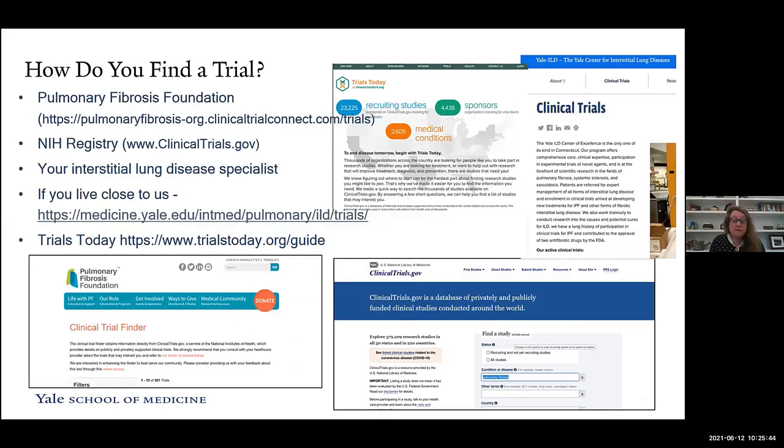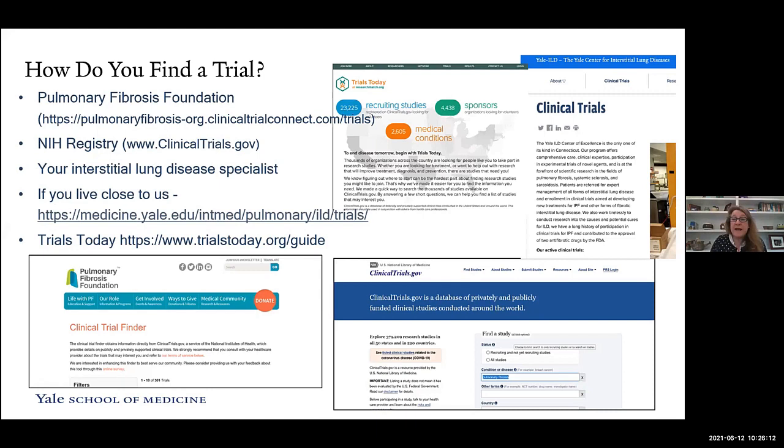So I wanted to spend a little bit of time discussing how you find a trial. There are a lot of different ways. I've listed a few here. There's the Pulmonary Fibrosis Foundation, and clinicaltrials.gov is an incredibly important place. Your ILD specialist. If you live close to us, I've listed the website here. There's also Trials Today, which is also an incredibly organized way to search for a trial.